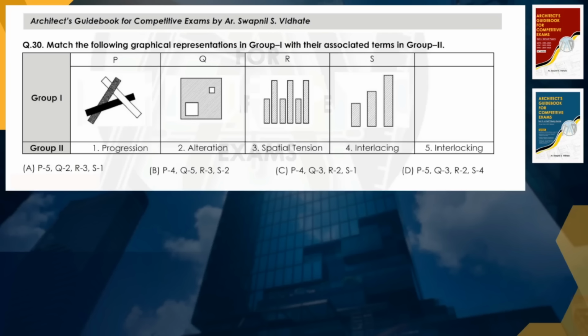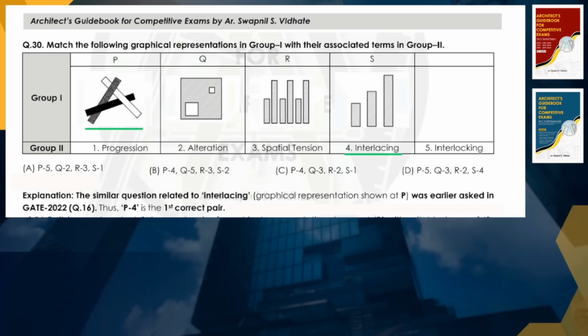Question 30, very easy to solve. Match the following graphical representation in group 1 with their associated terms in group 2. In group 1 they have mentioned the illustrations, the graphical representation, and we need to select the correct pair of that particular illustration with the term mentioned in group 2. So the first one, the question related to the illustration which is shown at serial number P in group 1, which is showing the interlacing.